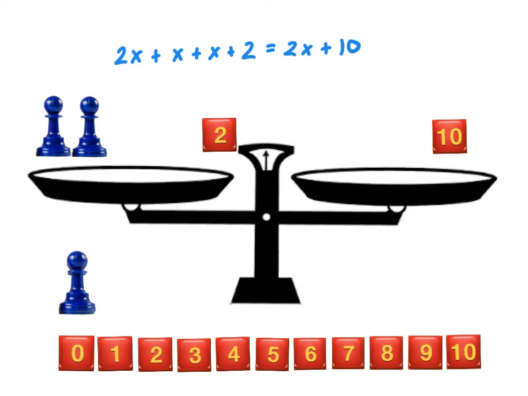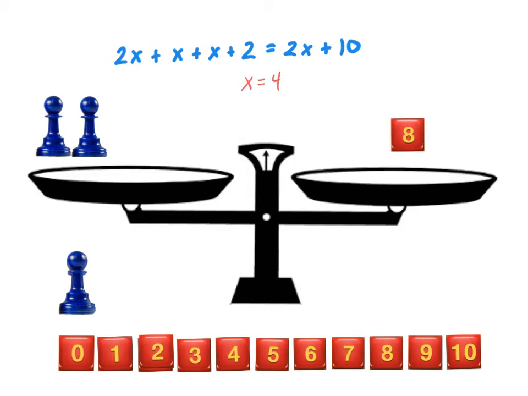The smallest number cube is a 2, so if I take away the 2, I must take away 2 from the right-hand side. 10 minus 2 is 8. And now I'm left with 2x equals 8, just like I had in my previous example. So 2 times what equals 8? 2 times 4 equals 8. X equals 4.